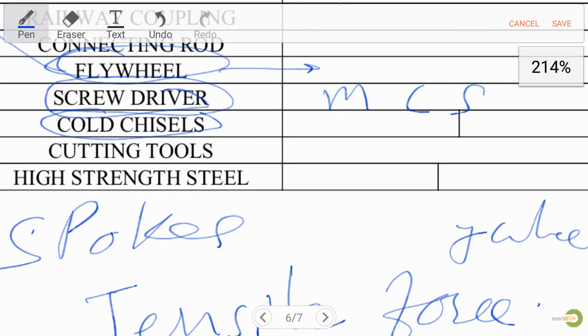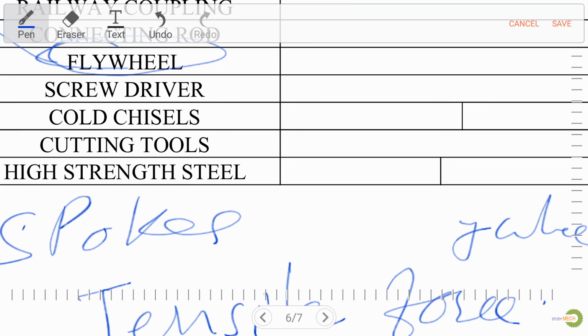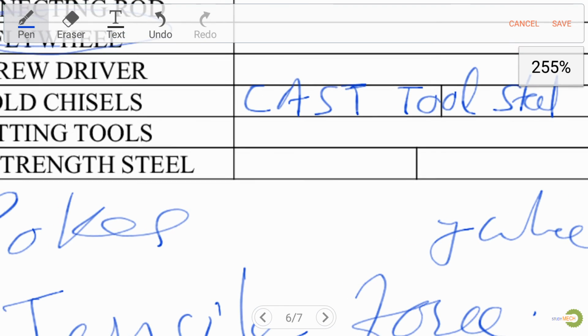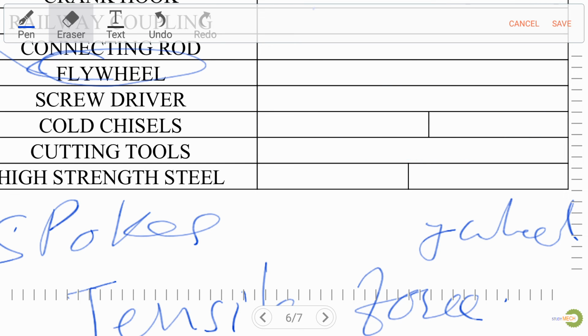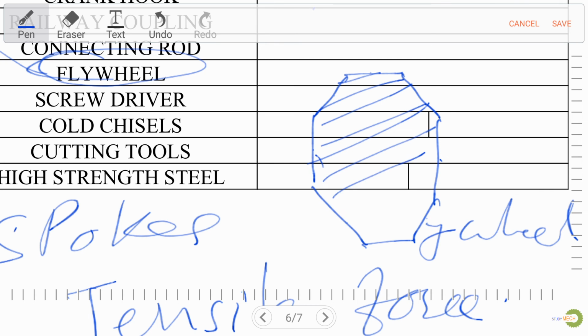Now cold chisel, very important. Cold chisel is made from cast tool steel. Remember, cold chisel is made from cast tool steel. Very important. Now the shape of cold chisel is octagonal. So 1 2 3 4 5 6 7 and 8. Okay, this is the cross section of a cold chisel. So remember this.